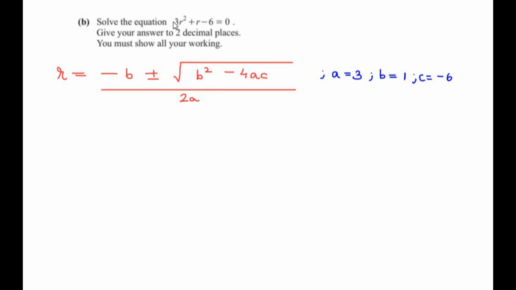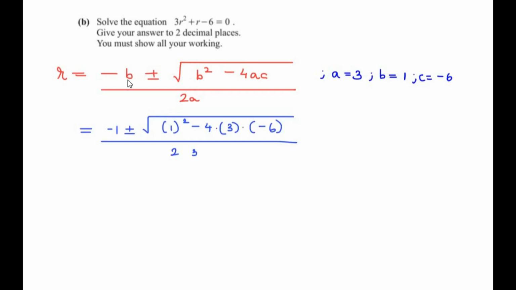Now here a represents the coefficient of r², so in this case it is 3. So we have written a equals 3. b is the coefficient of r, which is plus 1 in this case, so we have written here 1. And c is the constant, that is negative 6. Now the next step is plugging in the values of a, b, c in this formula.